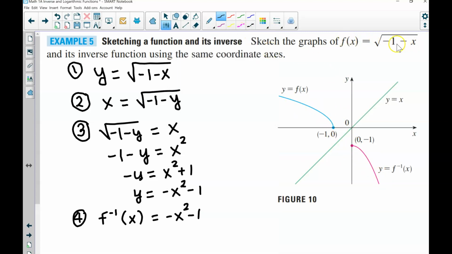So if you look here, what is the domain of this function? This is really important. So the domain of this function means that negative 1 minus x has to be greater than or equal to 0. So we have negative x, which is greater than or equal to 1. If we divide both sides by negative 1, then that means we need to flip the inequality, so x is less than or equal to negative 1.